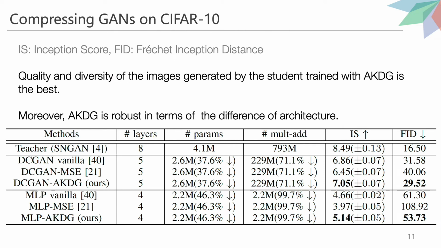Next, we conduct the compression experiments using real datasets. Inception score indicates quality and diversity of the generated images. Fréchet inception distance indicates quality of the generated images. On the CIFAR-10 dataset, quality and diversity of the images generated by the student trained with AKDG is the best. Moreover, AKDG is robust in terms of the difference of architecture.